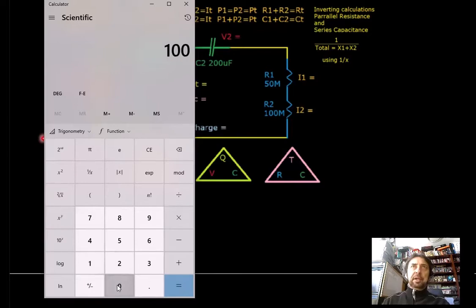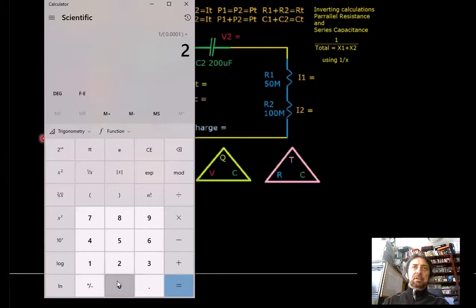So 100. And in the micro range, we need to push the exponential micro minus 6 to come up with a number. Once we come up with that number, we hit the 1/x button, which is that inverting fraction, and we end up with 10,000. Now we add that to the second capacitor of 200 microfarads.